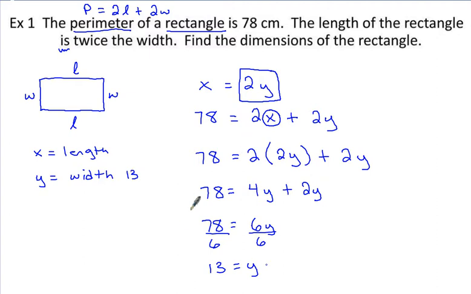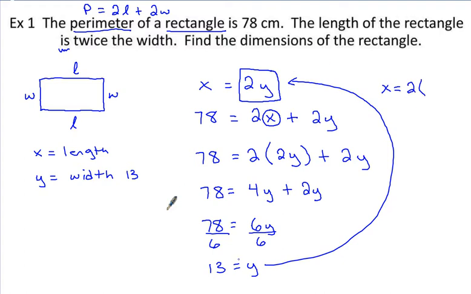So from there, you take and you plug that back in. And that's going to give you X equals 2 times whatever Y was. In this case, Y is 13.